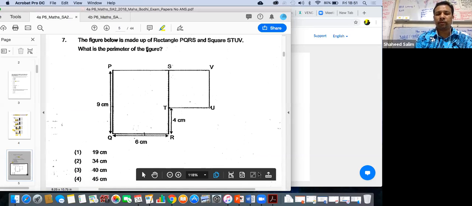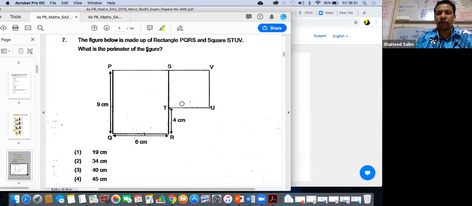Okay, this one we bring it somewhere. This is square. Here is square. Rectangle.